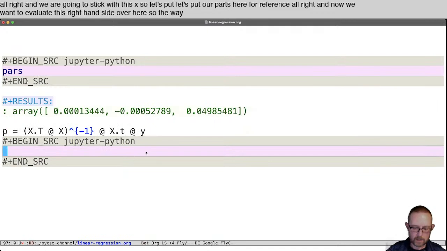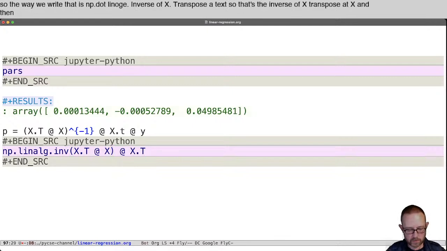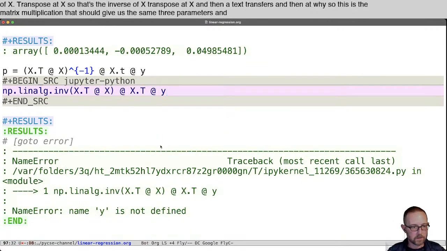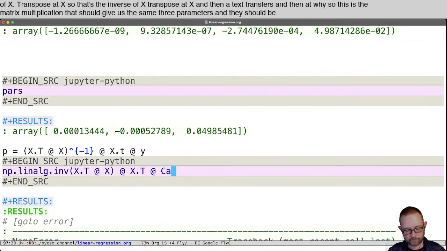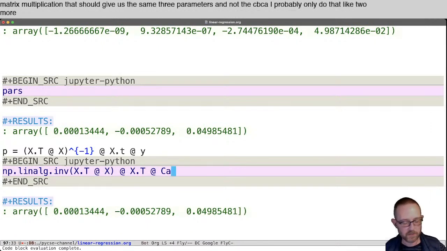So the way we write that is np.linalg.inv of x.transpose at x. So that's the inverse of x transpose at x, and then at x transpose, and then at y. So this is the matrix multiplication that should give us the same 3 parameters. And this should be CA. I'll probably only do that 2 more times in this video.